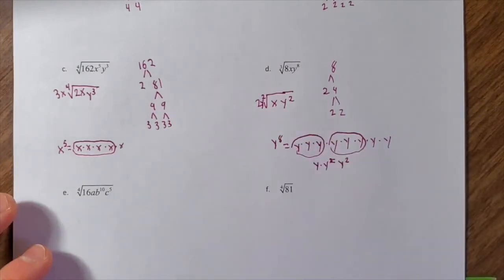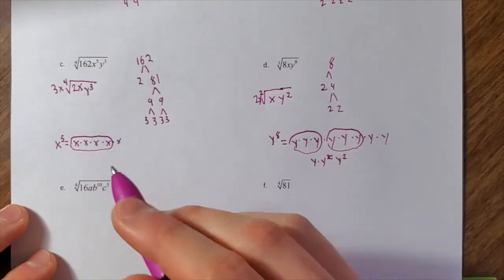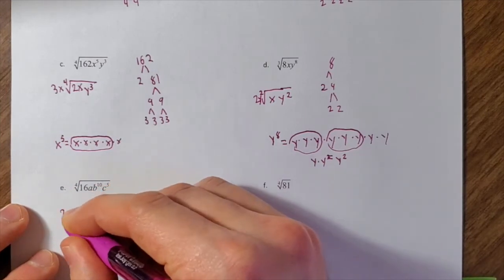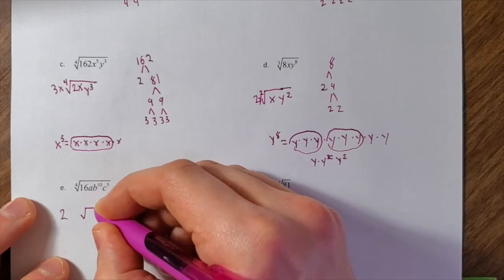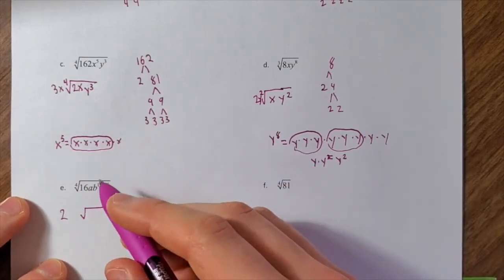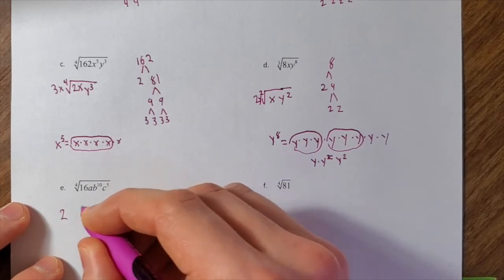All right, now we've got our letter E here. We already know that the fourth root of 16 is 2. We went over that earlier, so let's pull that out up front. And now taking a look at our A, well, A is to the first power here, so we're unable to take that out of our fourth root.